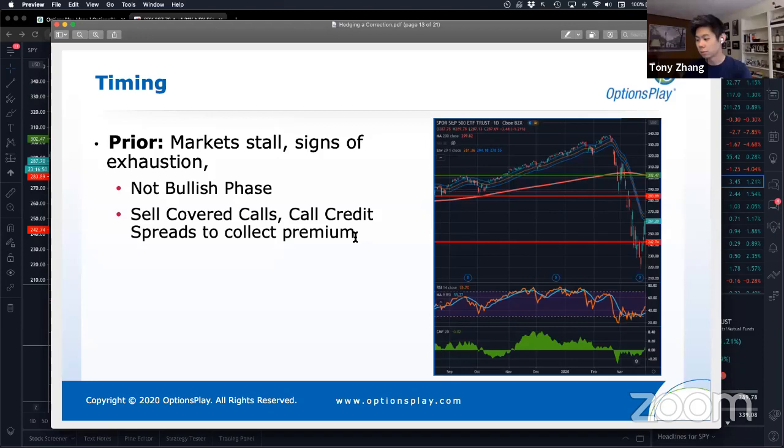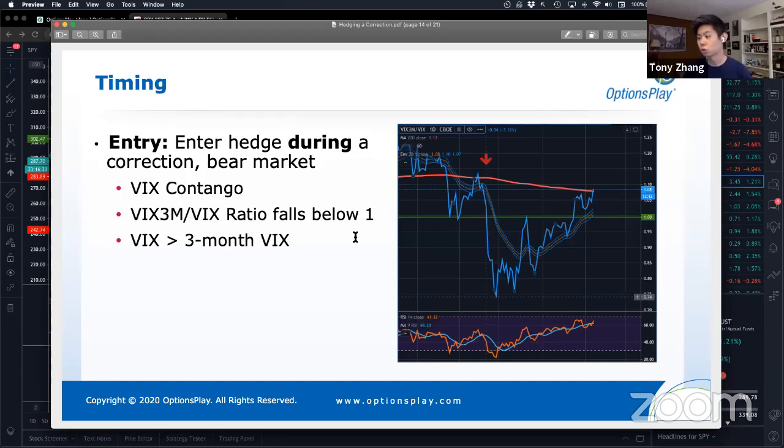So it's, in my opinion, most important to actually think about what to do now, because things will turn very quickly. So how do we know when things are going to turn? How do we know when markets are going to start correcting lower? That's where we can look at certain timing indicators. So the entry for a portfolio hedge should be utilizing certain types of volatility indicators.